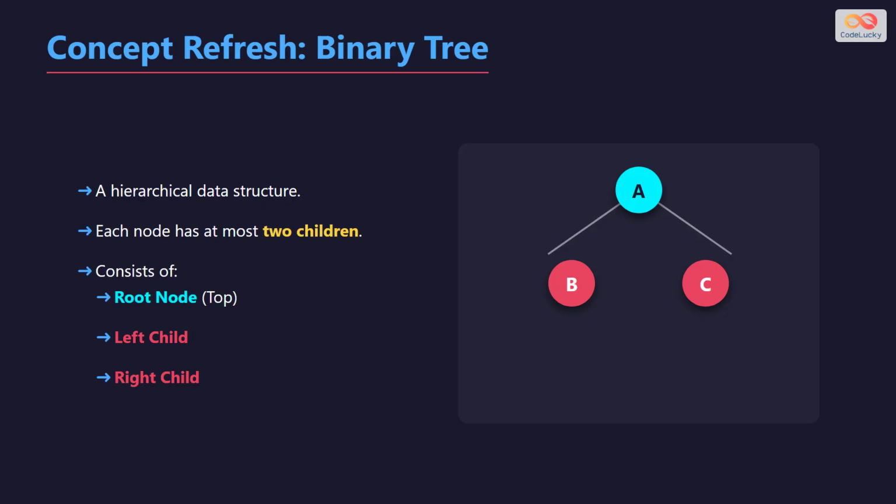Before we dive in, let's quickly refresh what a binary tree is. It is a hierarchical data structure where each node has at most two children. We have the root node at the very top. This root can have a left child and a right child. This structure repeats recursively, where every child can also be a parent to two more nodes.